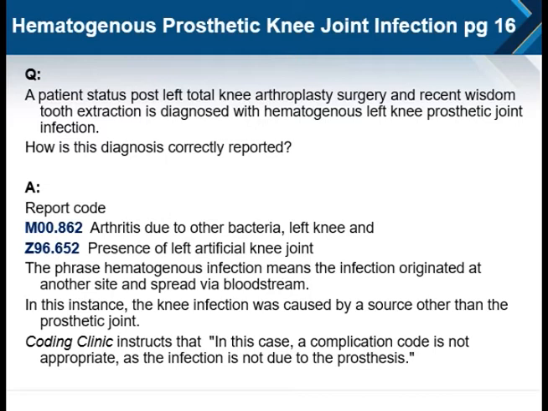Some coding professionals are concerned about this advice for two reasons. Category M00 is the category for pyogenic or septic arthritis of a native knee joint and not a prosthetic knee joint.